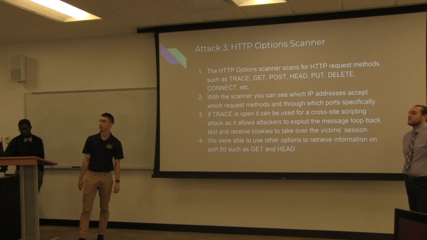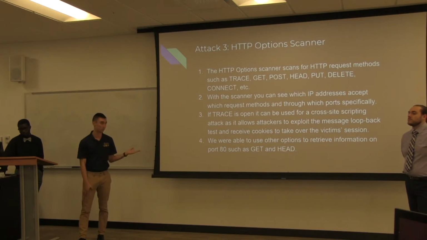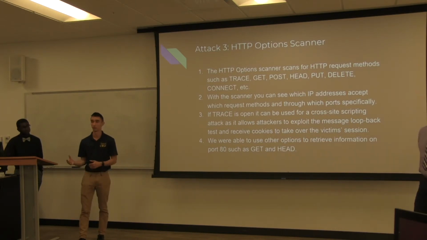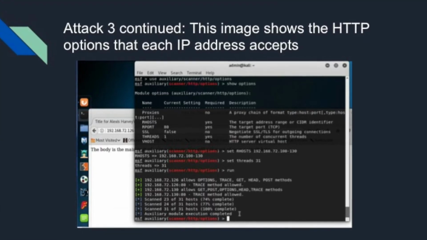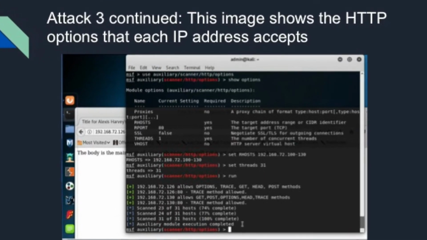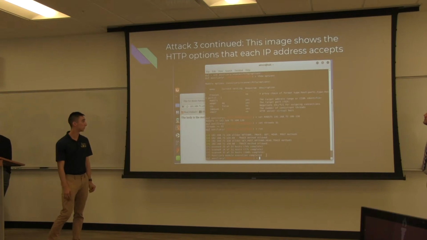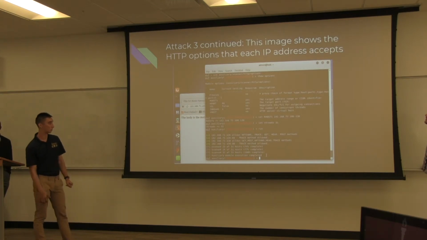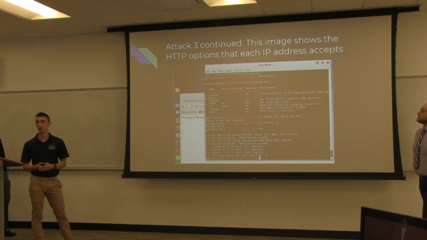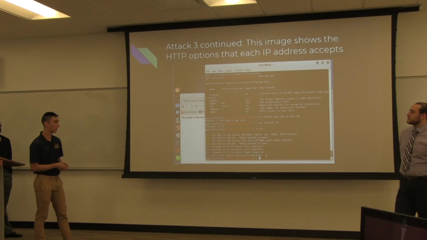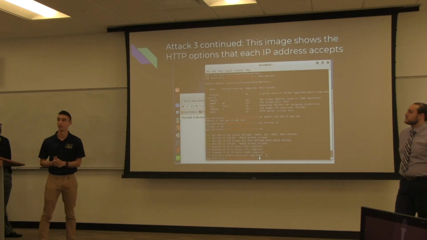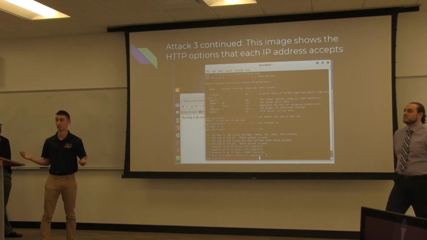Later on, you'll see that we use other options such as the get option to receive information such as the script of an Apache web server. Showing basically an action. Once again, the same IP address, 7.2.126, was vulnerable because it allowed the trace method. And another IP address, 7.2.130, had port 80 open, and you're also allowed to use the trace method. If you're allowed to use that, you could use the exploit to do cross-site scripting and take over the victim session.